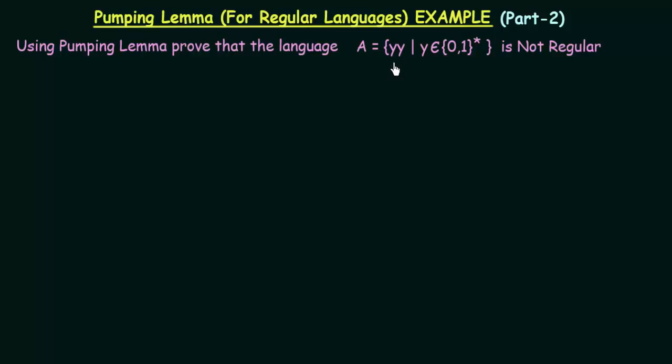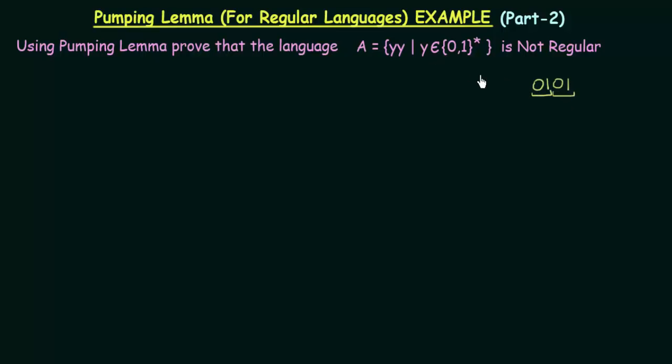For example, let me take this first Y to be 01. So if my first Y is 01, then the second Y should also be 01. So we see that the first half of the string is equal to the second half. Those are the strings that will be accepted by this language.